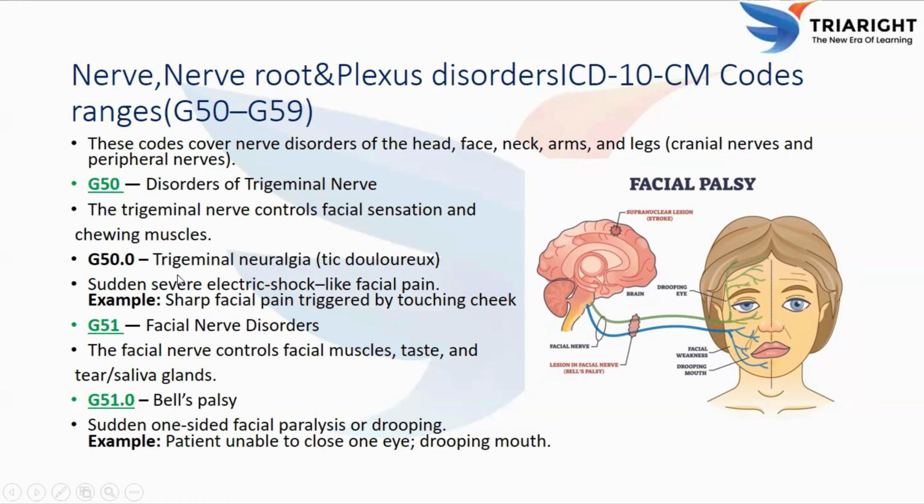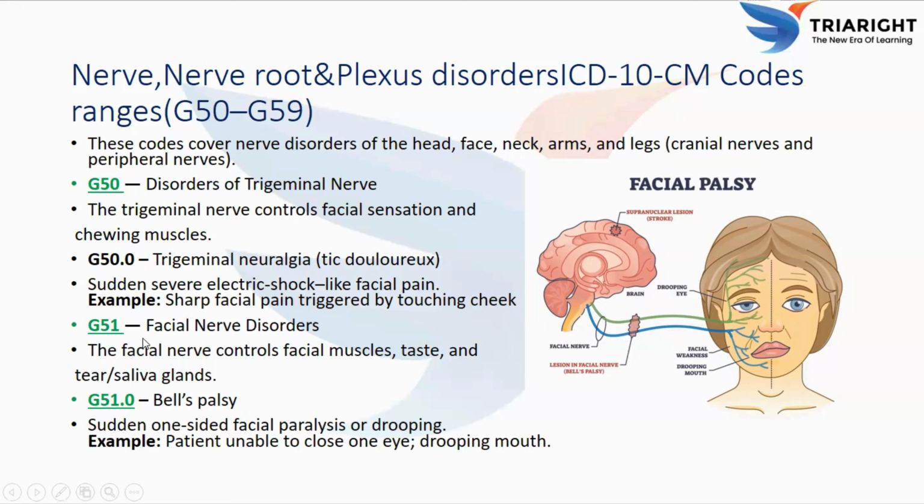It's a condition causing sudden severe, electric shock-like facial pain. This pain may be triggered by touching the cheek, talking or even a light wind. So what is the example? When a patient feels sharp stabbing pain when they lightly touch their face, it is nothing but trigeminal neuralgia.